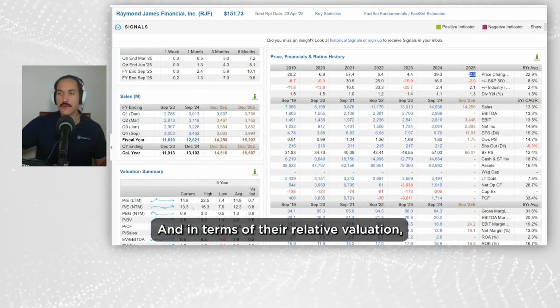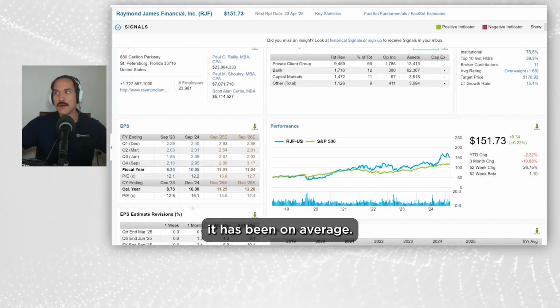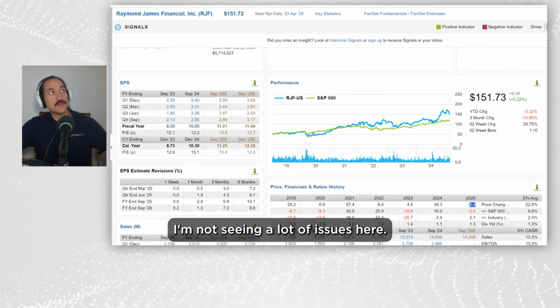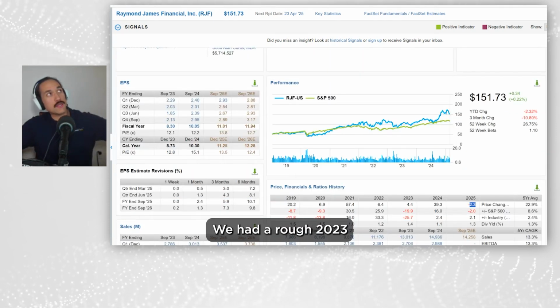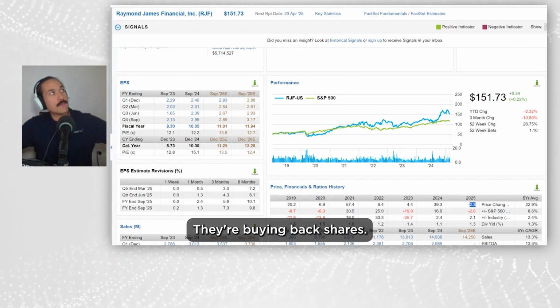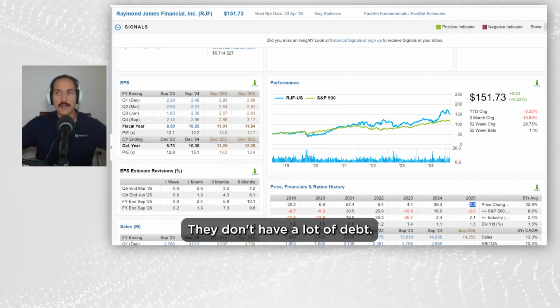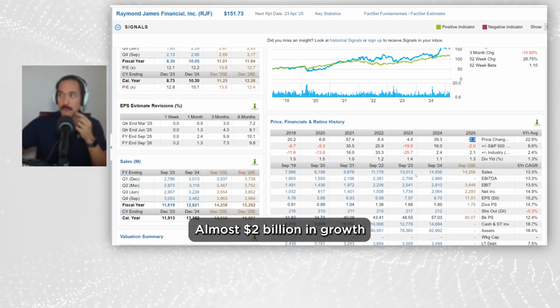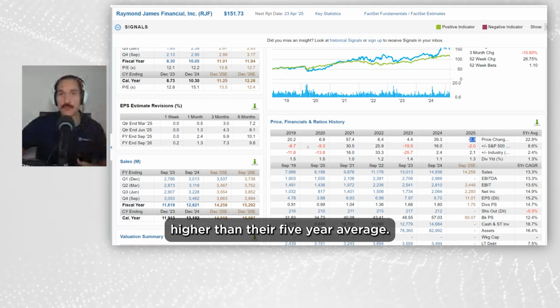And in terms of the relative valuation, well, it's about where it has been on average. And so generally speaking, I'm not seeing a lot of issues here, right? We had a rough 2023, but they certainly righted the ship. They're buying back shares. Their dividend's consistent. They don't have a lot of debt. Their growth looks pretty solid, even from last year, right? Almost $2 billion in growth, higher than their 5-year average.